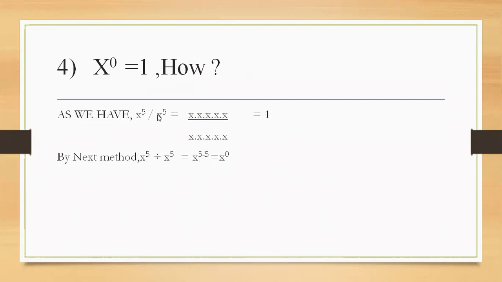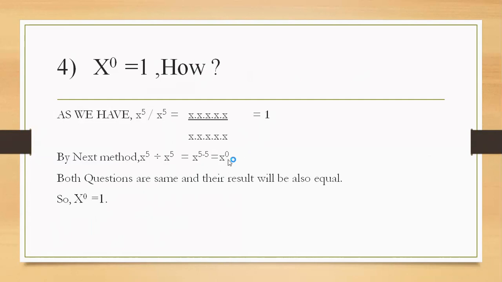In the first method, the answer came 1, and in the second, the answer came x to the power 0. The question is the same, but the result came different. Since the left hand side is equal, the answer should also be equal. So x to the power 0 is equal to 1. That's why x to the power 0 equals 1. I hope you are clear about how x to the power 0 has become 1.